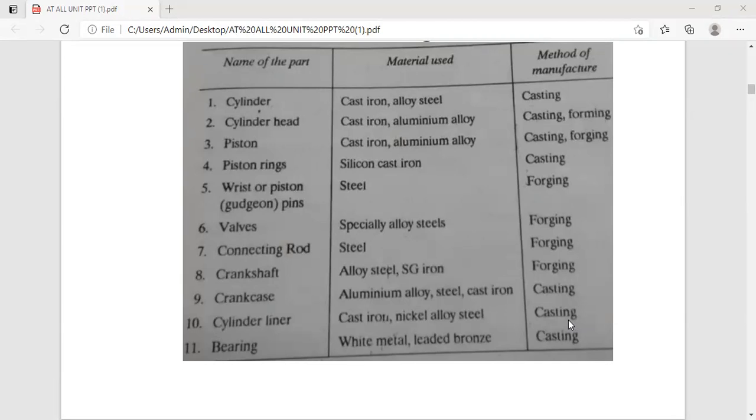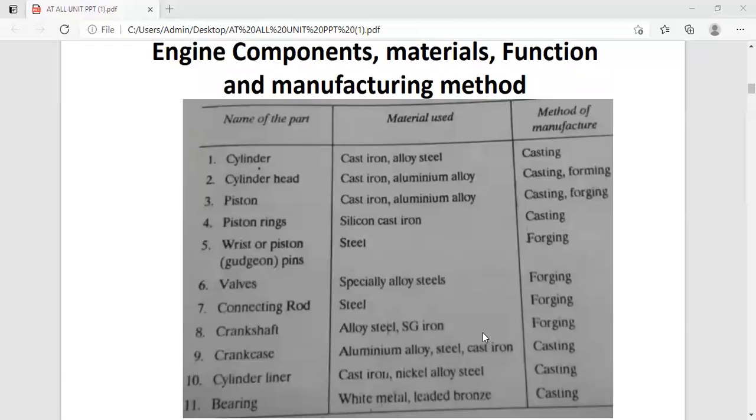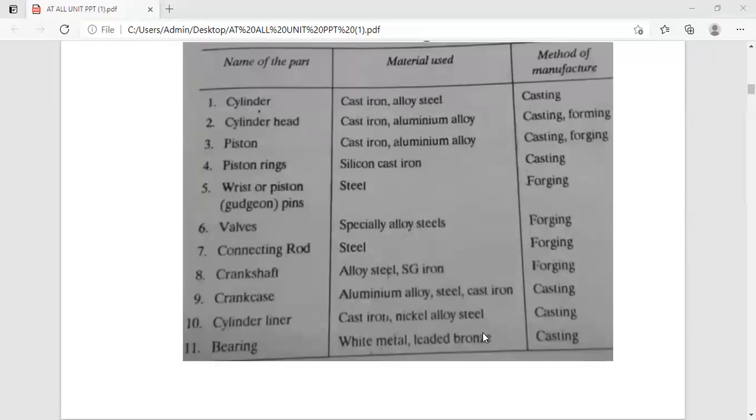Next point, we are seeing the bearings, which are made of white metal and leaded bronze, and the manufacturing method is casting. So here we have seen the different parts of the engine, what their functions are, which materials we use for manufacturing those parts, and what the manufacturing methods are.